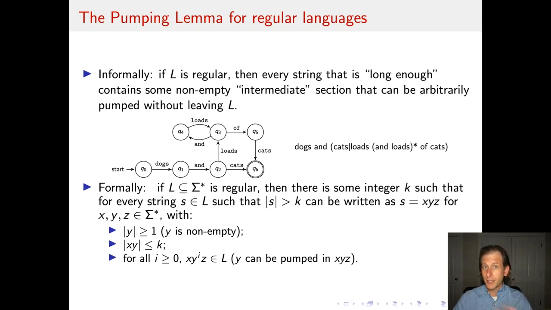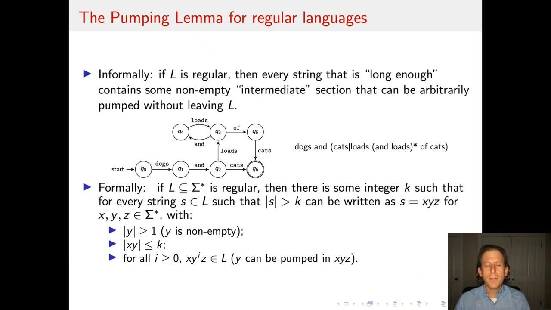X, y, and z are substrings. Those individual pieces don't necessarily have to be in L, but their concatenation has to be in L. X, y, z has to be in L. And the following criteria must hold. First of all, the intermediate part, y, has to be non-empty. It has to have length at least 1.